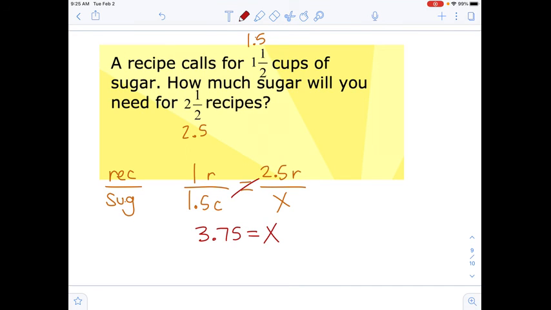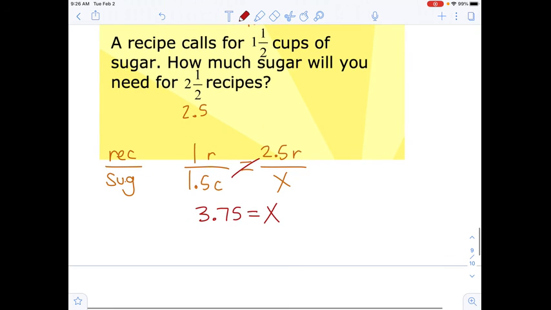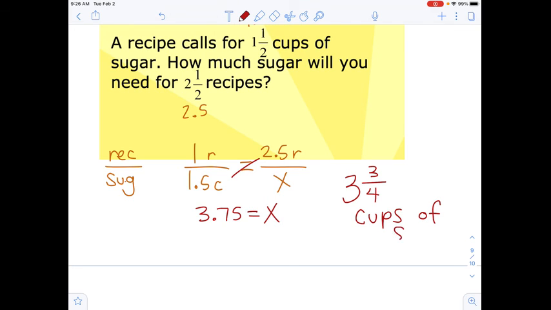So it says, how much sugar will you need? Well, I'm going to convert this back into fraction form since I was given my problem with fractions. So I know 0.75 is 3/4, so it's going to be 3 3/4, and then my label would be cups of sugar.